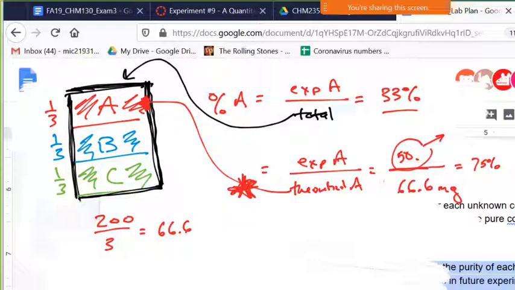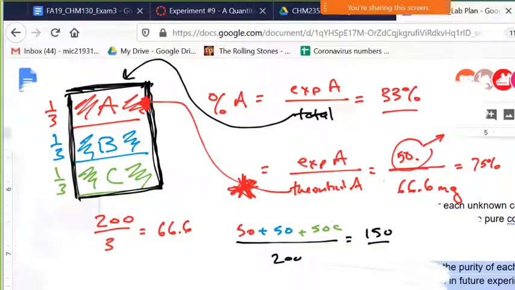recovery of A. If you went through and assumed that that result was the same for each of those substances, at the very end, your total percent yield would now be 50 for A, plus 50 for B, plus 50 for C. Out of your total 200 possible, you would get 150 out of 200, which if it was the exact same is going to come in at 75% yield.